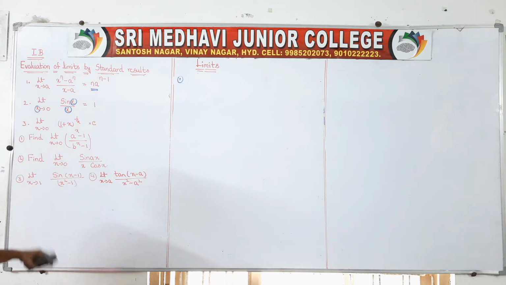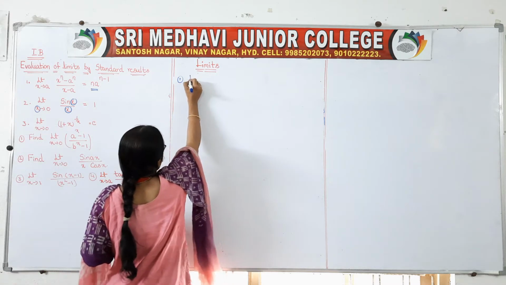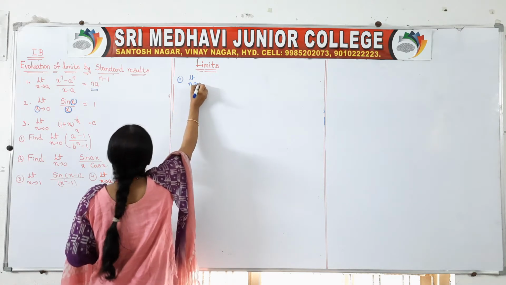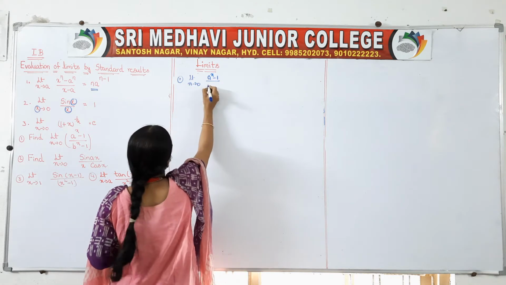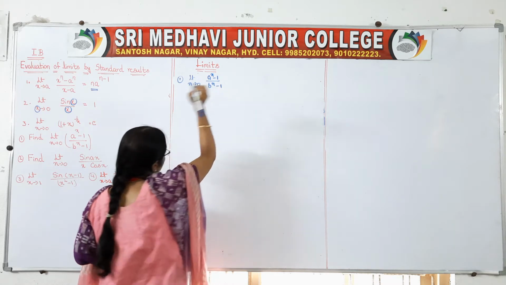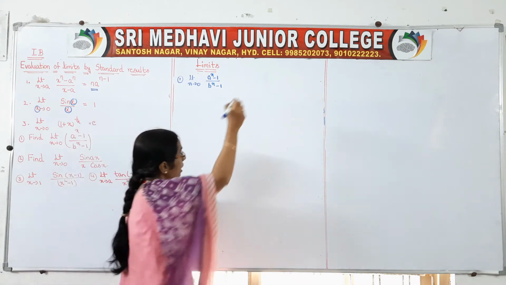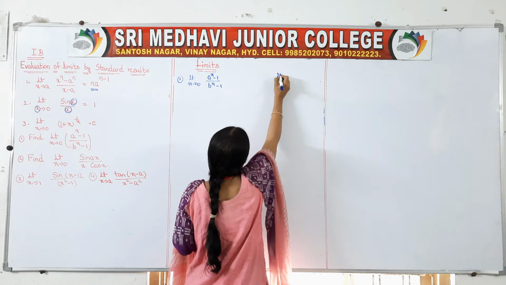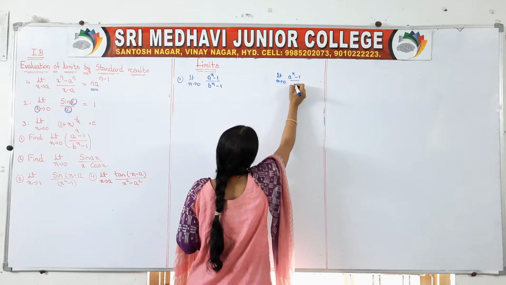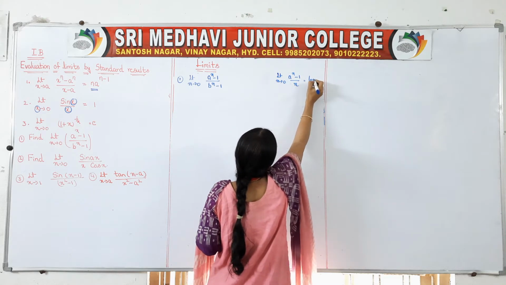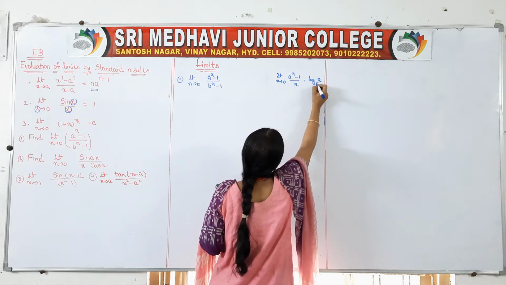Now come to the first question. What is your first question? Limit x tends to 0, a to the power of x minus 1 by b to the power of x minus 1. While doing the previous method, the rationalization method, I said one formula. What is that? Limit x tends to 0, a to the power of x minus 1 by x, we can take it as log a base e.